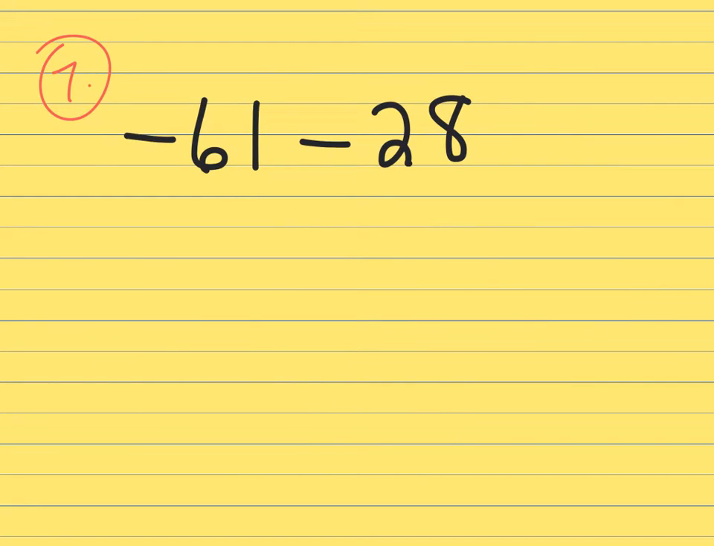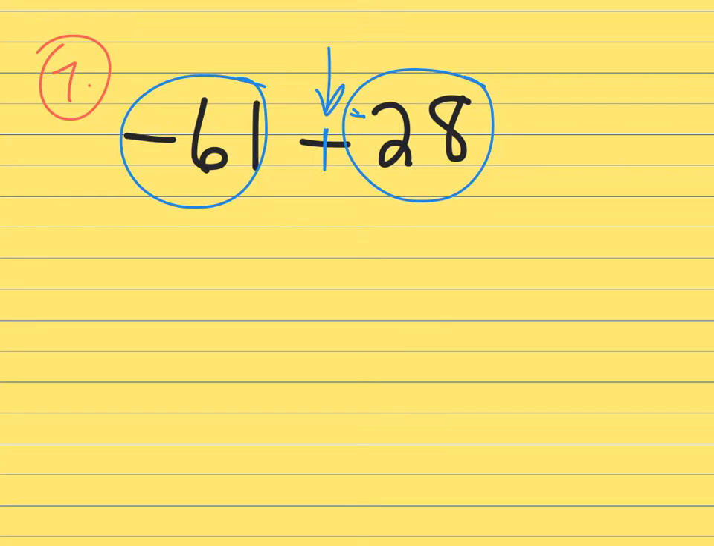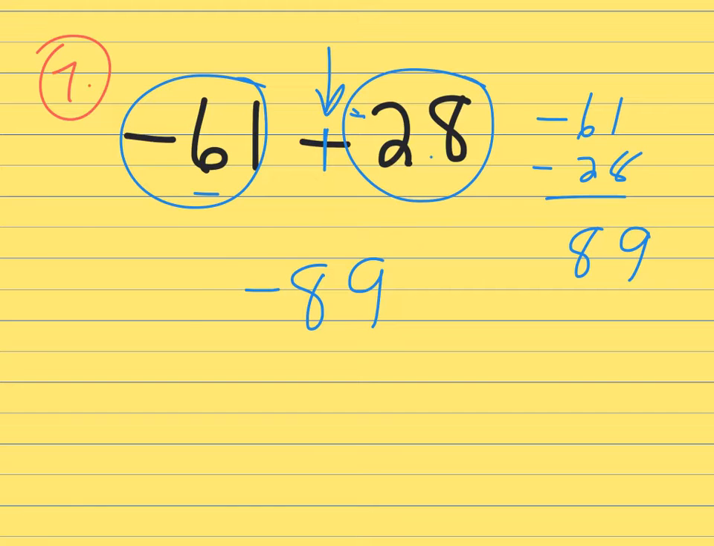This is a subtraction of integers problem again. So I could add the opposite, and that turns into a negative 61 plus a negative 28, and negative plus negative, I would have to add those together. Negative 61 plus a negative 28. That would give me an 89 negative because negative plus more negative would give me a lot of negative.